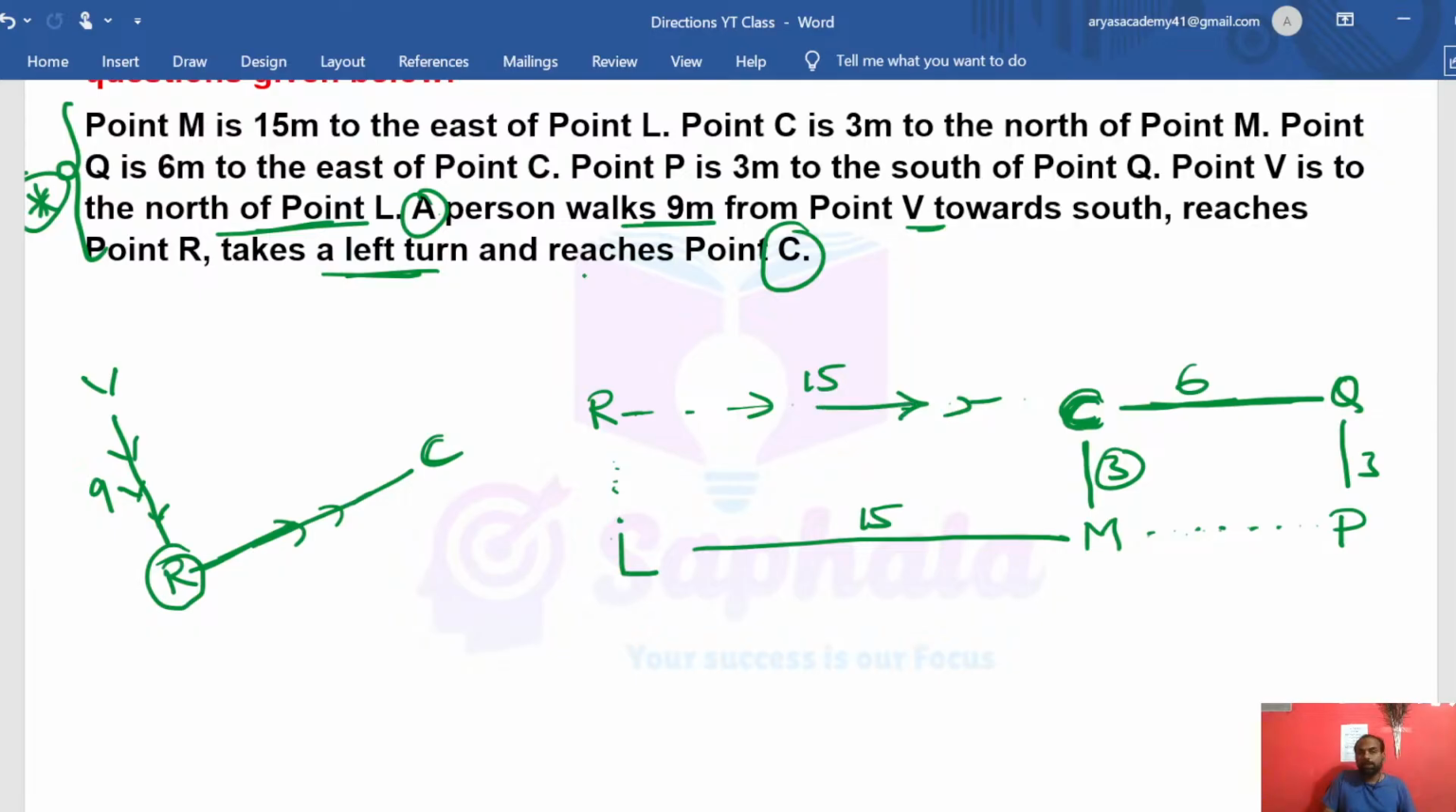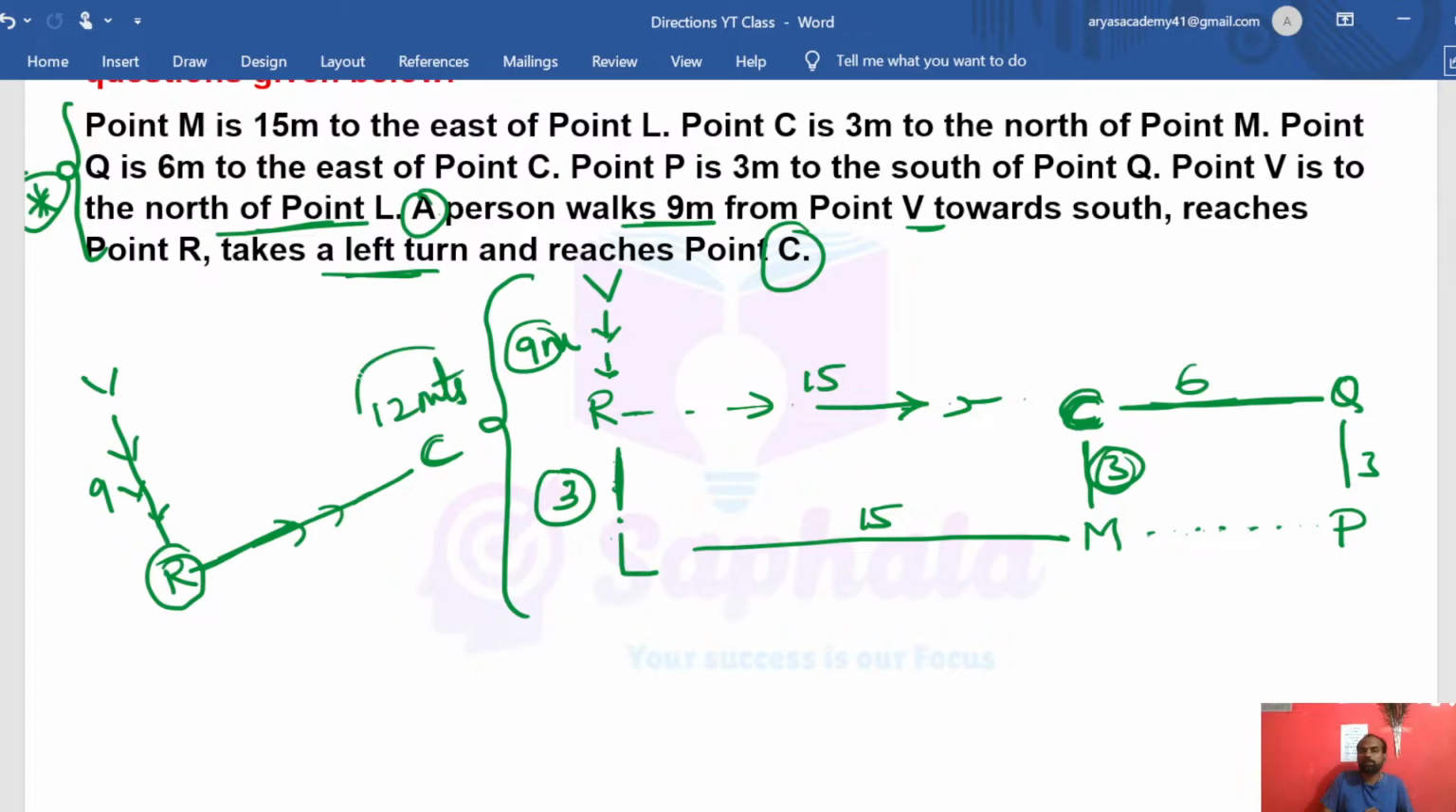So V will be here, and I have to travel south to reach R for how many meters? 9 meters. This is how much? 3. If that is 3, this is also how much? 3. So 3 plus 9. Total distance between V and L will be how many meters? 12 meters. Got it? That is how you have to think. Because they have clearly mentioned that V is north of L. V is north of L means both V and L are in a straight line.